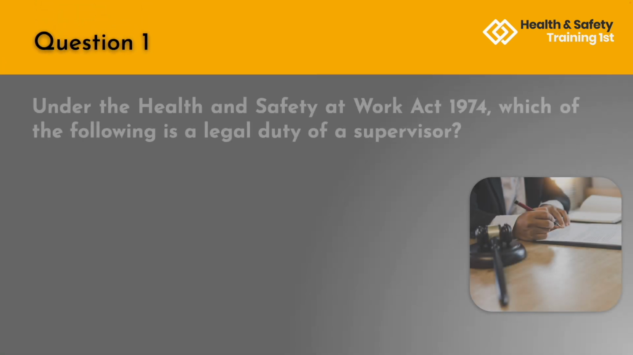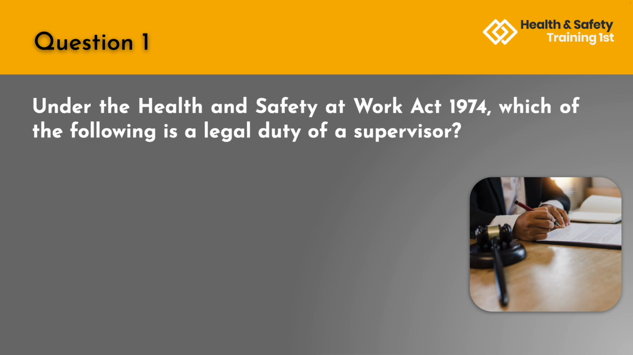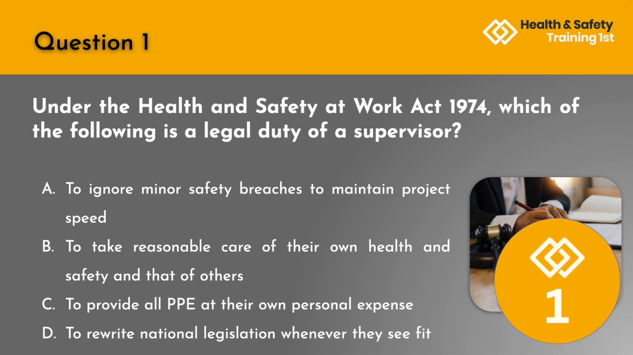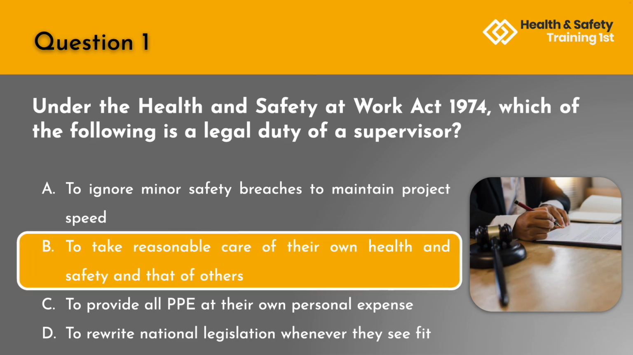Question 1. Under the Health and Safety at Work Act 1974, which of the following is a legal duty of a supervisor? A. To ignore minor safety breaches to maintain project speed. B. To take reasonable care of their own health and safety and that of others. C. To provide all PPE at their own personal expense. Or D. To rewrite national legislation whenever they see fit. The correct answer is B. To take reasonable care of their own health and safety and that of others.